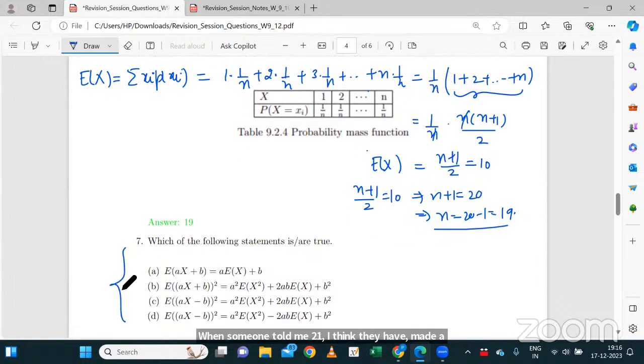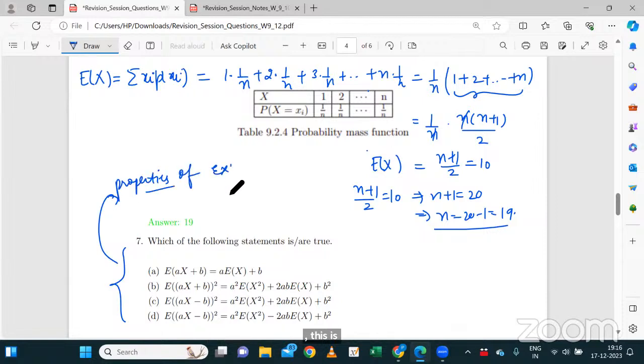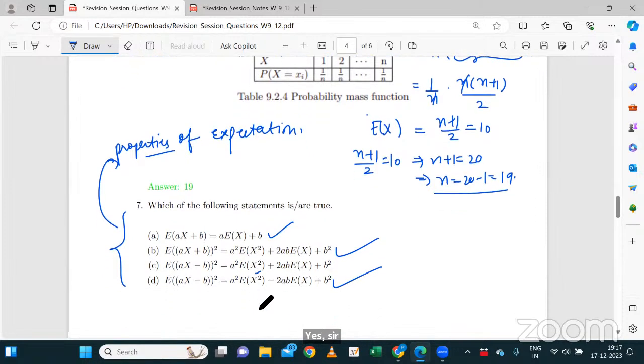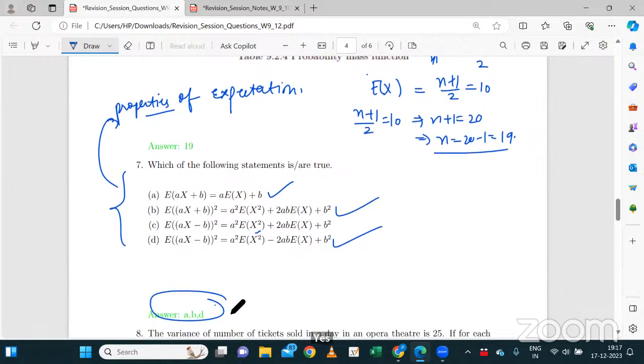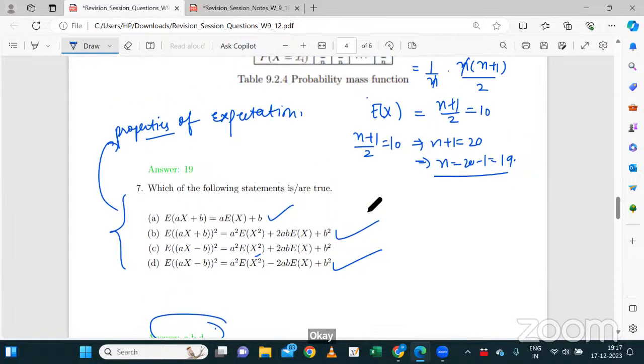I think this is something called properties of expectation, right? Tell me which one is true. The first one is true. The second one is also true, and the last one is also true. The third one is not true. Why? Because they added. So let me clear up some properties.